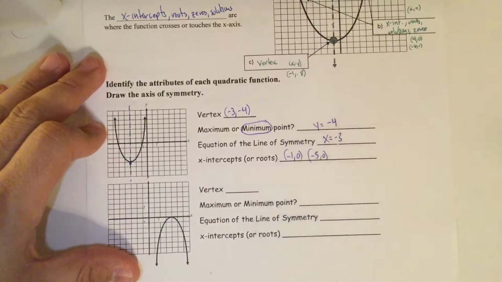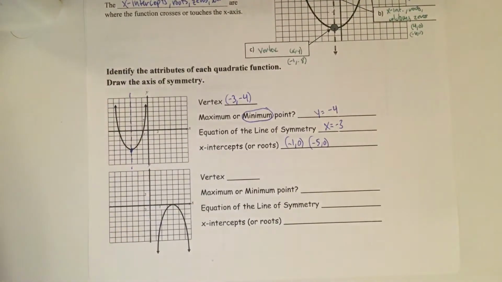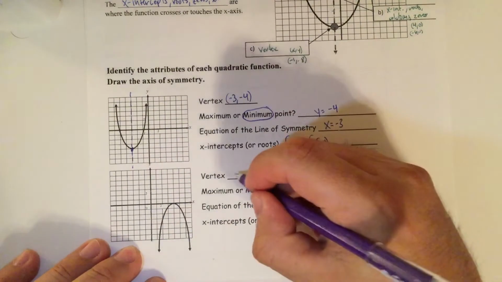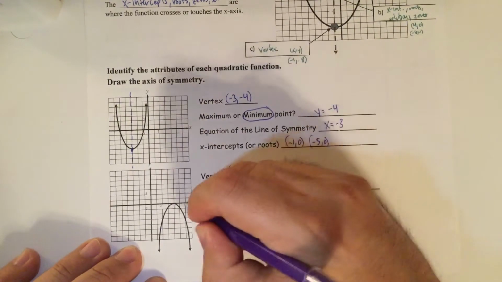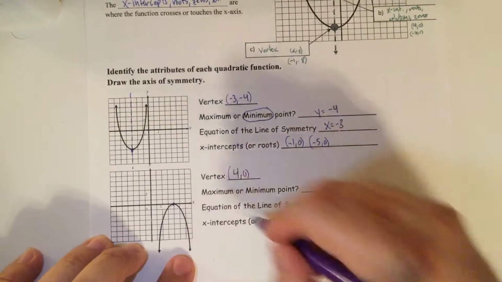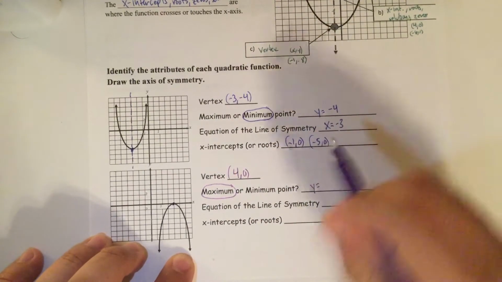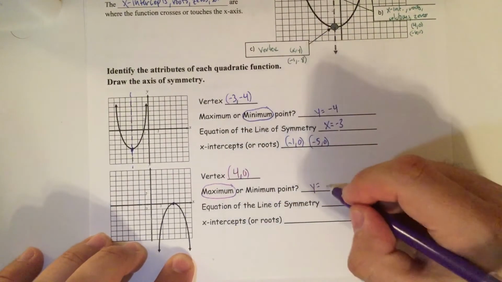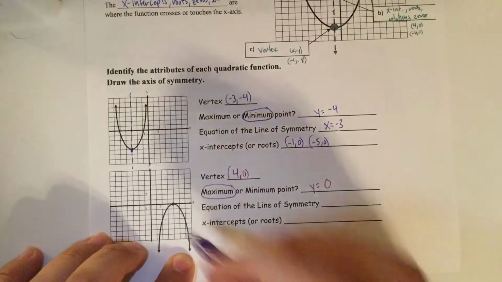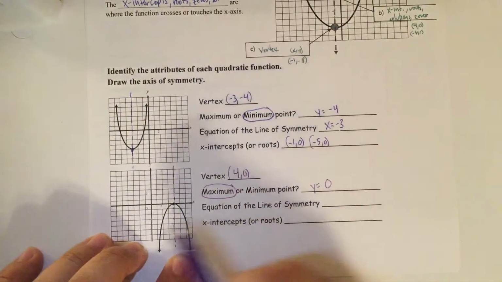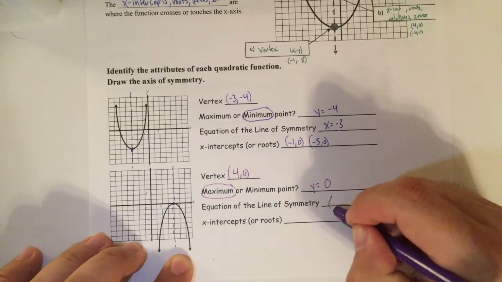All right, for the next one, we have the vertex. In this case, it is the highest point, which is at 1, 2, 3, 4. So 4, comma 0 is the vertex. Since it is the highest point, it's called a maximum. And if I ask you for the maximum value, you would say that y equals the y value here, which is 0. The equation of the line of symmetry, so it's that vertical line that passes through the vertex. In this case, it is x is equal to 4.